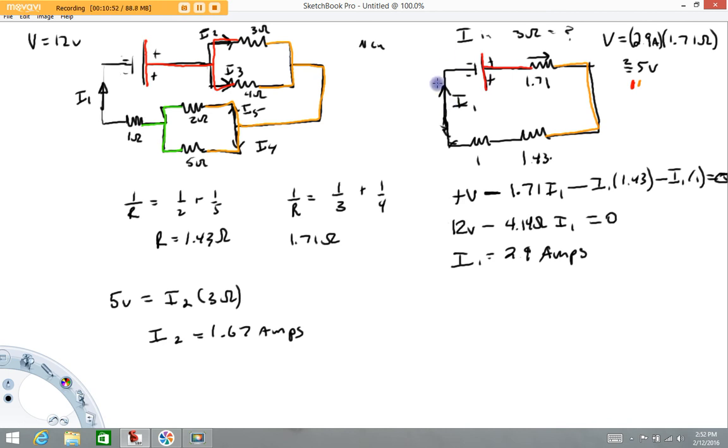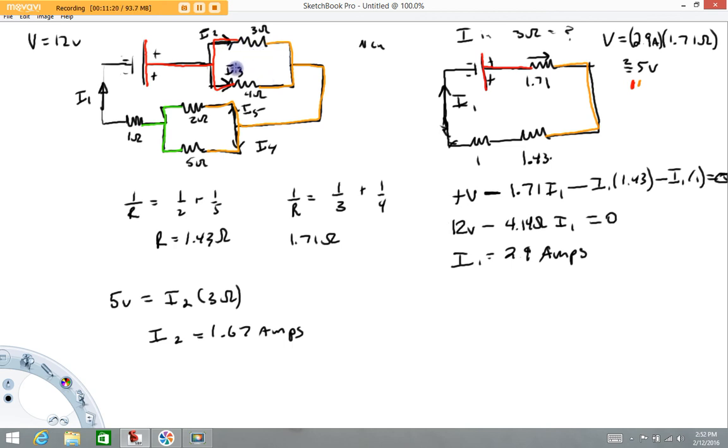Now we've got this circuit down to 1 loop. You can keep going and write it as 1 voltage with 1 resistor if you want. These are obviously in series, the 1.71, the 1.43, and the 1, but there's really no need. Once you get it down to 1 loop, just write a Kirchhoff's law equation. Sum of potential differences equals 0. In this case, we got the current, which allows us to calculate the voltage across here, which is the same as the voltage across here, which allows us to calculate the current I2.